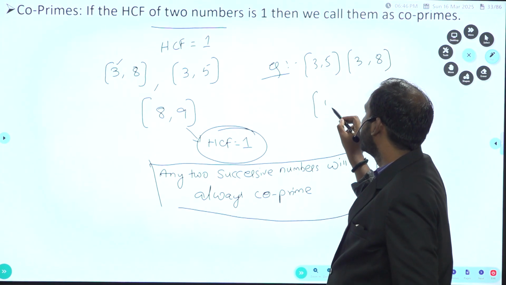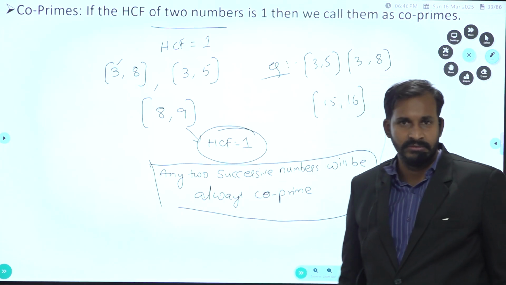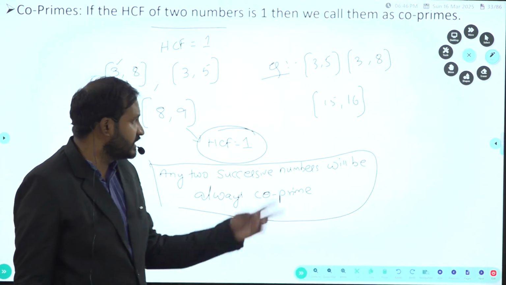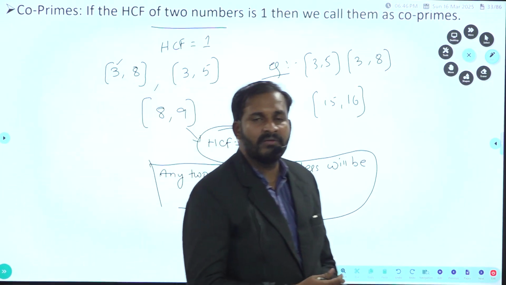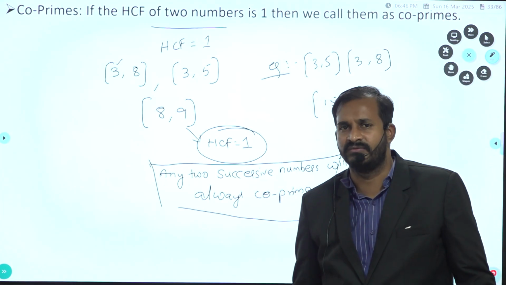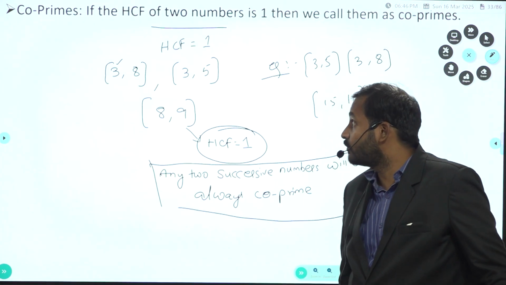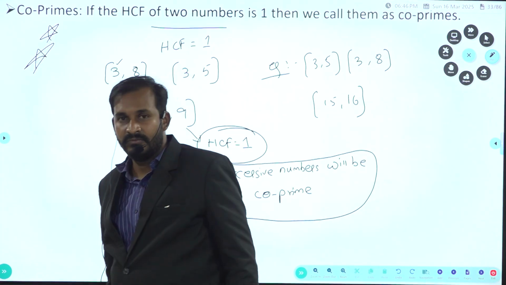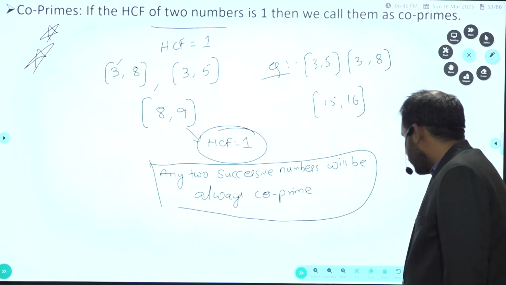Next, 15, 16, both are composite, and jointly they become co-primes. So when you use co-prime, definitely we will have a minimum of 2 numbers. We can also say 3 numbers are co-primes if their HCF is 1. But this co-primes concept is very, very important. We will use this concept very frequently in this number system. Okay. Next one.